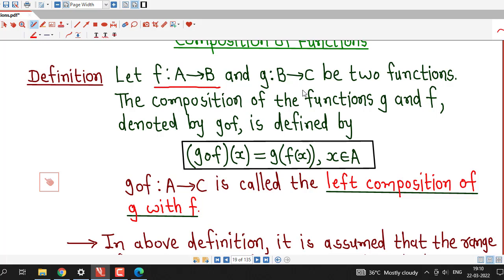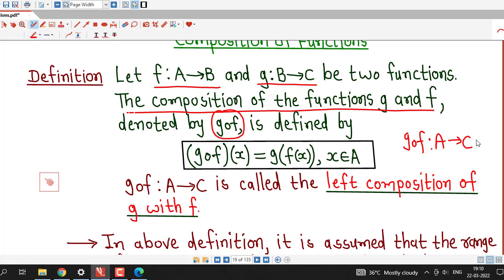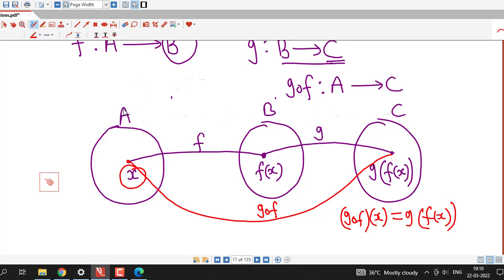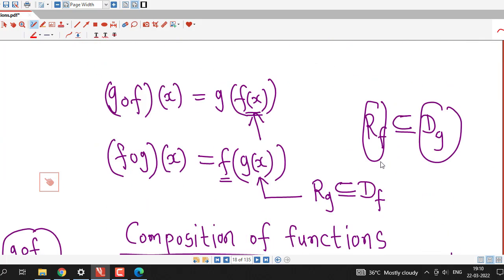Let f be a function from A to B, g be a function from B to C. Then the composition of the functions g and f, denoted by g of f, is defined by (g of f) at point x equal to g of f(x), x belongs to A. That is, g of f is a function from A to C, as we have explained here by this figure. f is a function from A to B, g is a function from B to C, and g of f is a function from A to C.